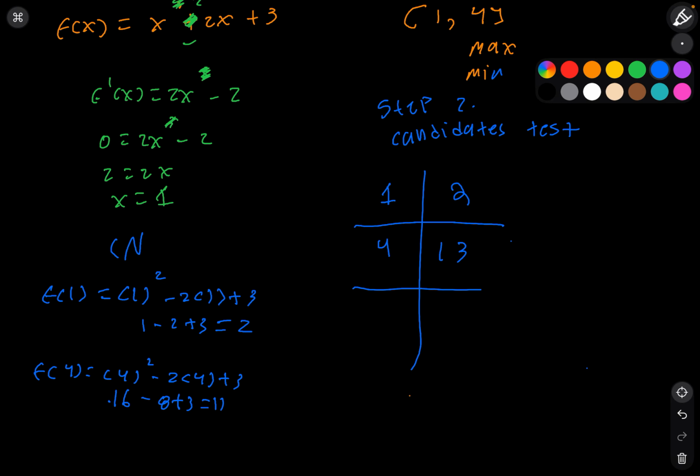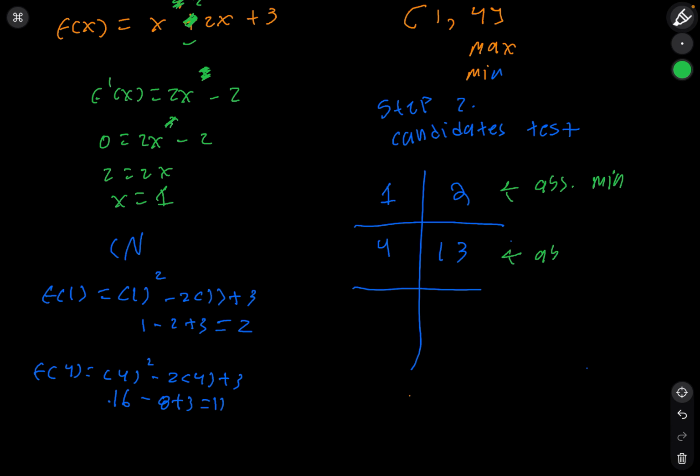Therefore, we know that f of 1 on this domain and of this function will be the absolute minimum and this will be the absolute max, simply because their y values show that it's the minimum or the max. And that's essentially it.